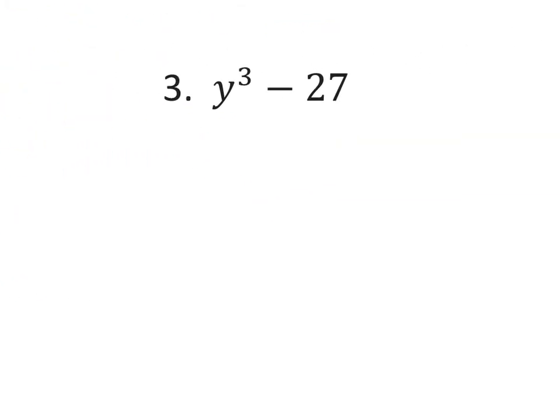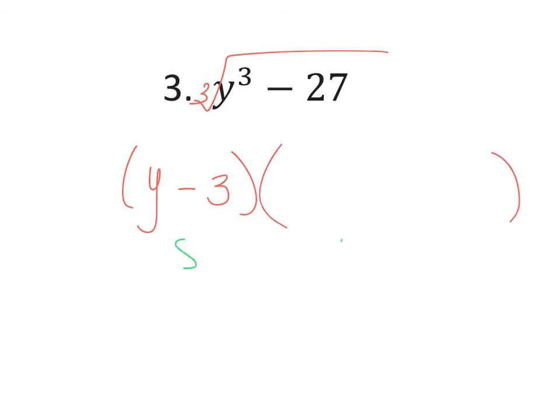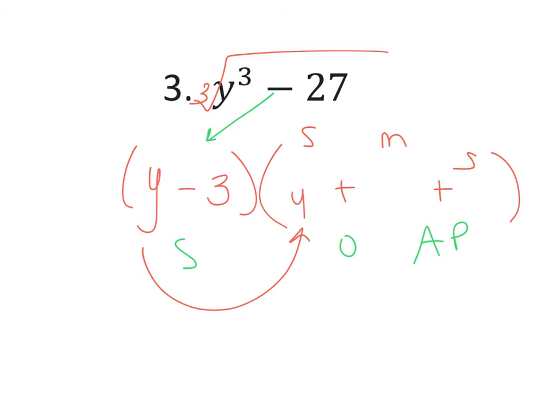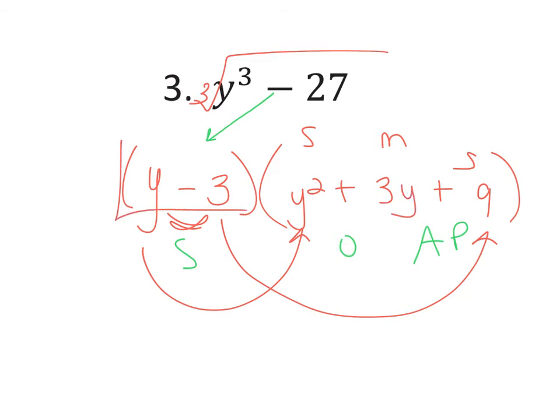Next one. Take the cube root. Cube root of y cubed is y, and the cube root of negative 27 is negative 3. Write SOAP, S-O-A-P. Same as that, same sign. Opposite sign, always positive. Okay? Square, multiply, square. Y squared, 3 squared is 9. Multiply to get 3y. Do not worry about the sign. We write SOAP to worry about the sign. Okay?